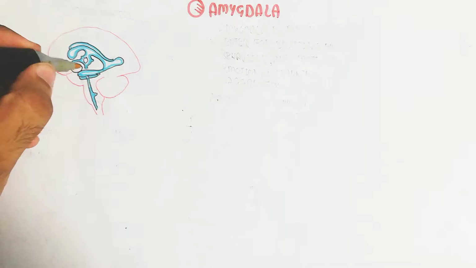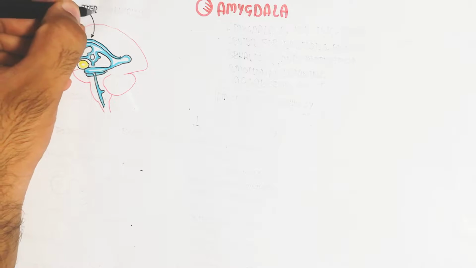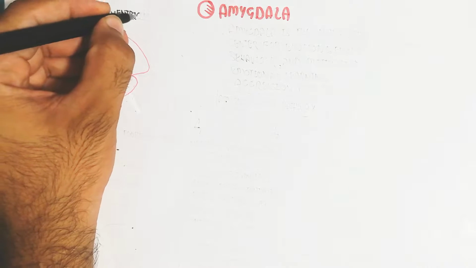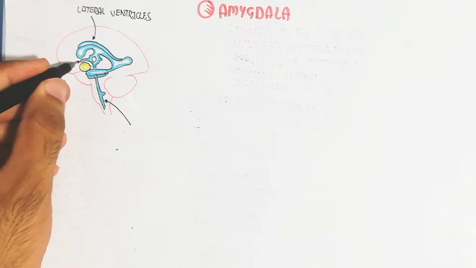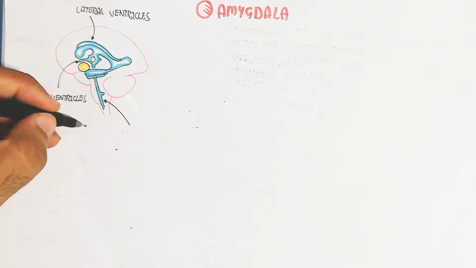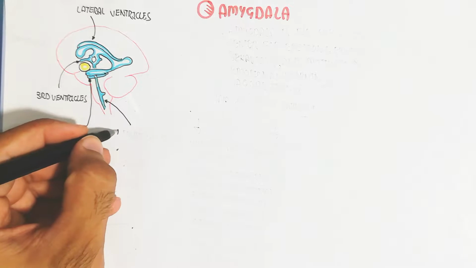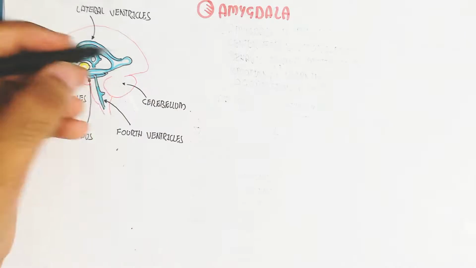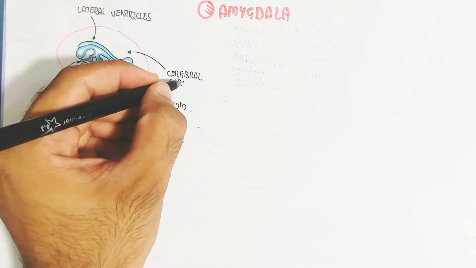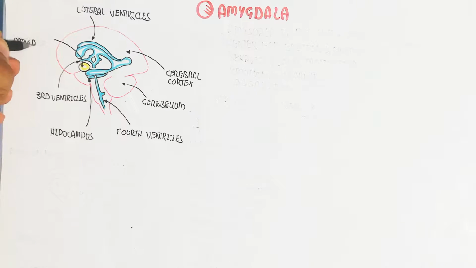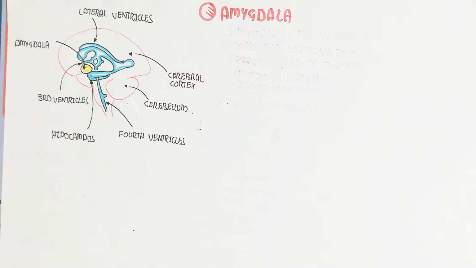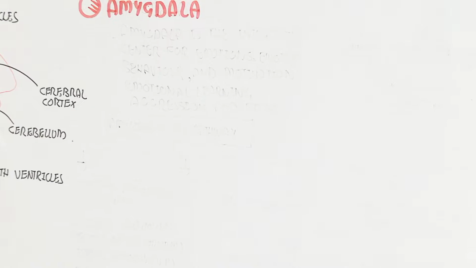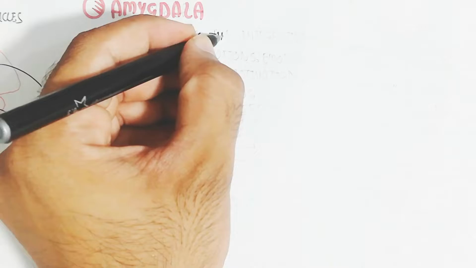Hello, in this video we will discuss the amygdala. This is a part of the brain, present in the limbic system. Here I am drawing the brain, which contains the limbic system and the ventricles. This is the lateral ventricle, this is the third ventricle, this is the hippocampus and the fourth ventricle, and the cerebellum. The cerebral cortex is the higher brain center for receiving information and sending it to different parts of the brain for processing and changes in physiological function.